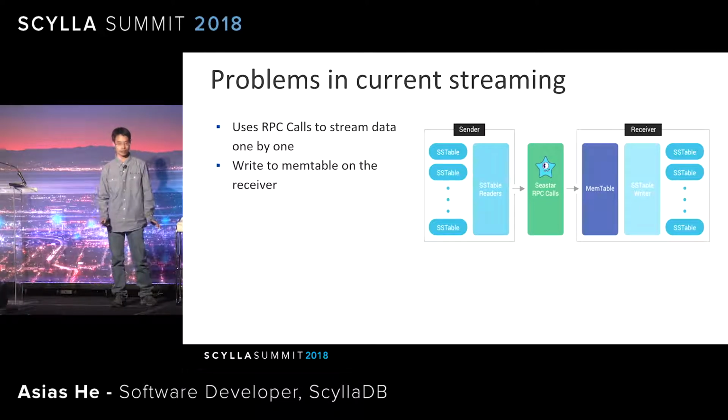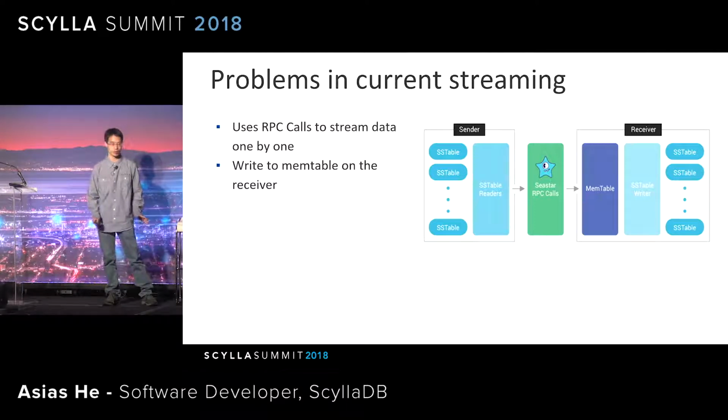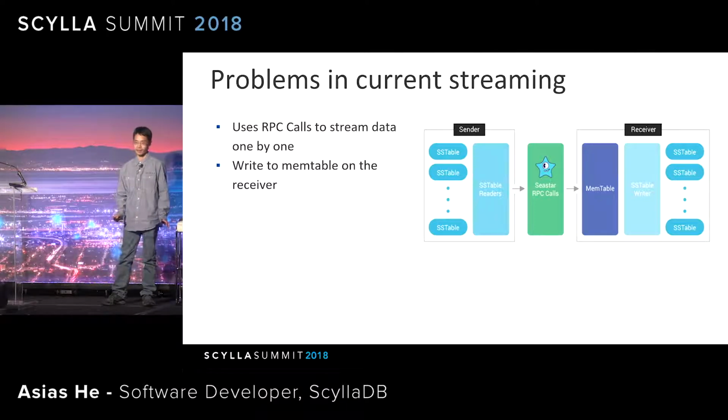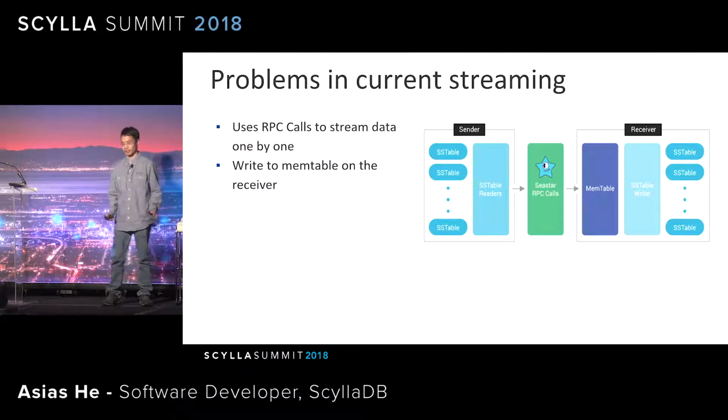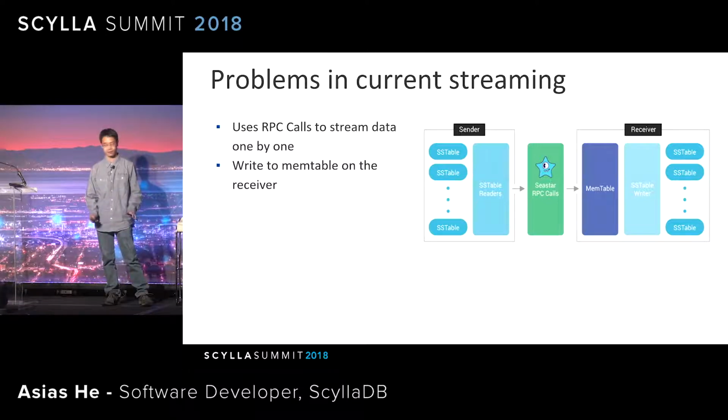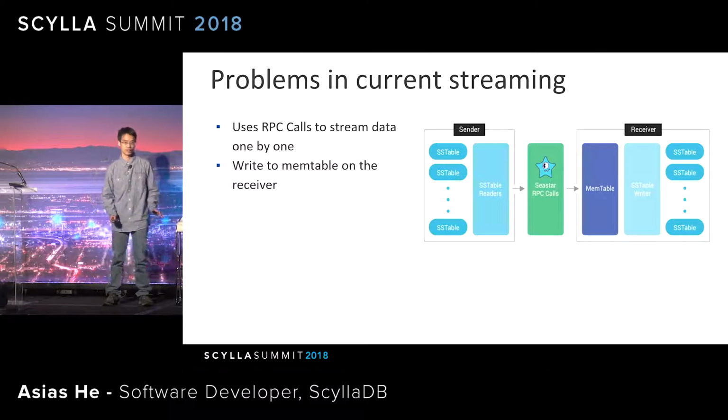This is how streaming works in Scylla. The sender will use Seastar RPC calls to send the data to the receiver. After receiving the data, the receiver will apply the data to the memtable. And after that, the memtable will flush the data to disk if the memtable is full or periodically.